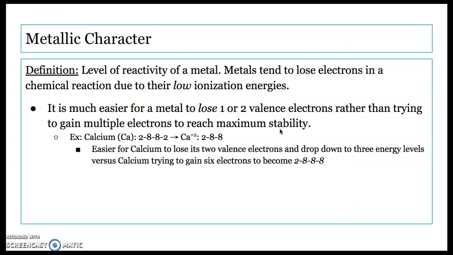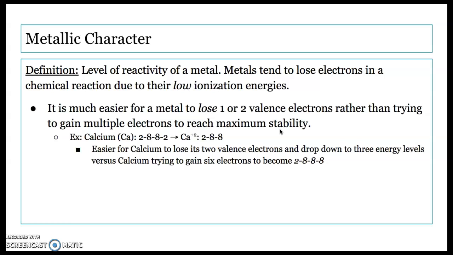Metallic character is the level of reactivity of a metal. Metals tend to lose electrons in a chemical reaction due to their low ionization energies. So how easily it is for them to lose an electron. This makes sense because metal atoms have 1 or 2 valence electrons, or 3 maybe. So it's much easier for them to lose 1 or 2 than to try to gain a lot of them.